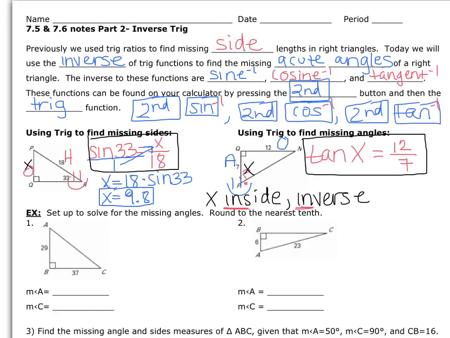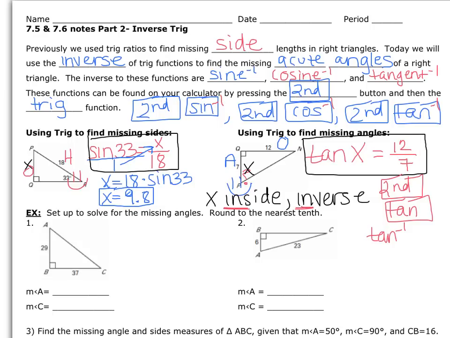So X is inside, you need to take the inverse. To put this in your calculator, you're going to hit the second button, then the tangent button, and what's going to pop up in your calculator is the inverse of tangent. Then all you're going to do is divide out this ratio. Remember, a ratio is just a fraction.